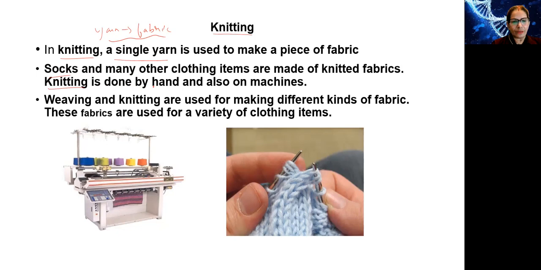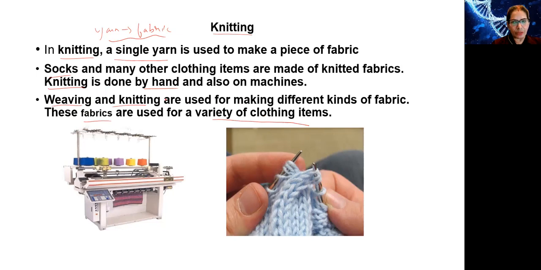Knitting is done by hand or also by machines these days. And you all would be familiar with sweaters and all, winter wear. You see that people are knitting, and knitting and thread work were also taught in some schools as SUPW, a period where whoever is interested can learn knitting, stitching, or embroidery. So all types of fabric and yarn are used. Weaving and knitting are used for making different kinds of fabric, and fabrics are used for a variety of clothing items.